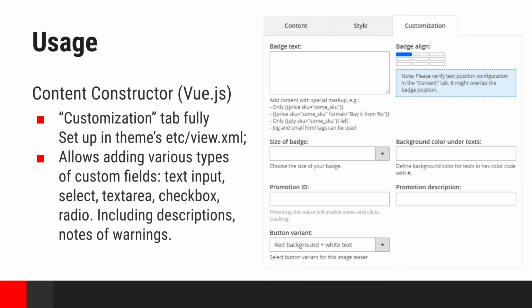Content Constructor is our open-source CMS alternative to Page Builder. It's easy to use and allows creation of advanced CMS pages in a matter of minutes. It's implemented completely using the Vue.js library. For some time, our solution had no way of introducing any custom configuration into CMS components. Then we decided to use view.xml to allow dynamic creation of custom fields that can be populated with project-specific configuration.